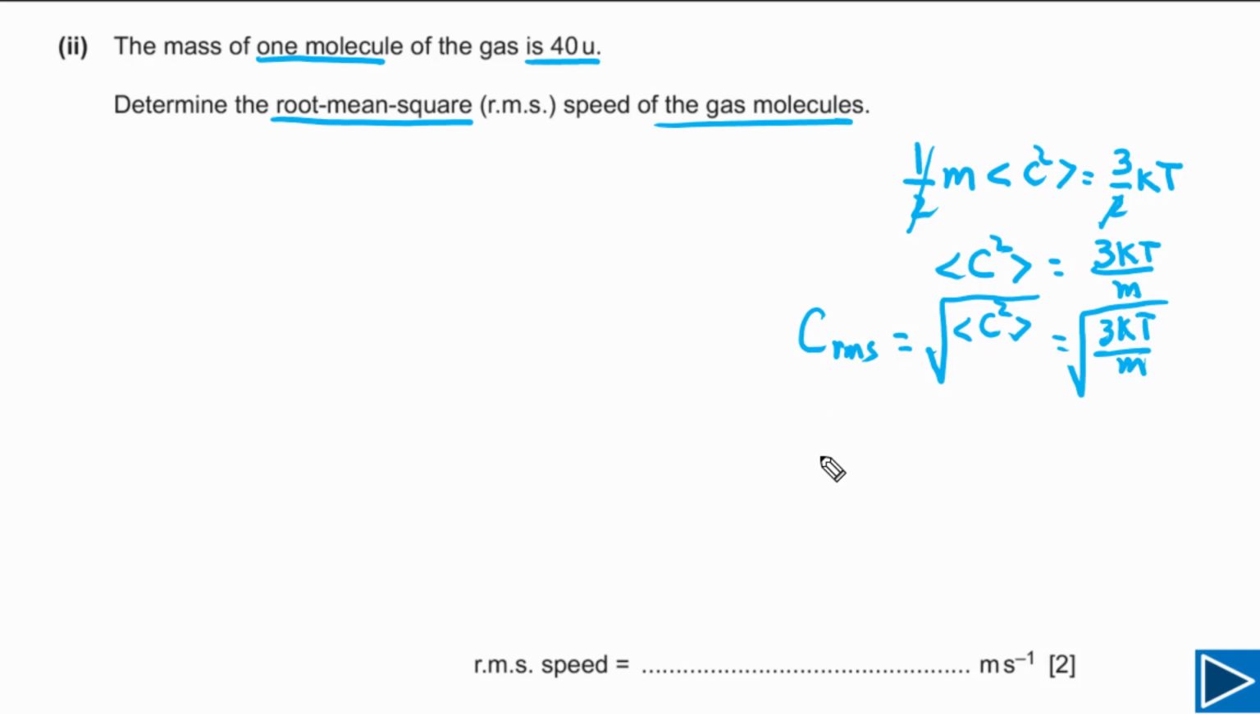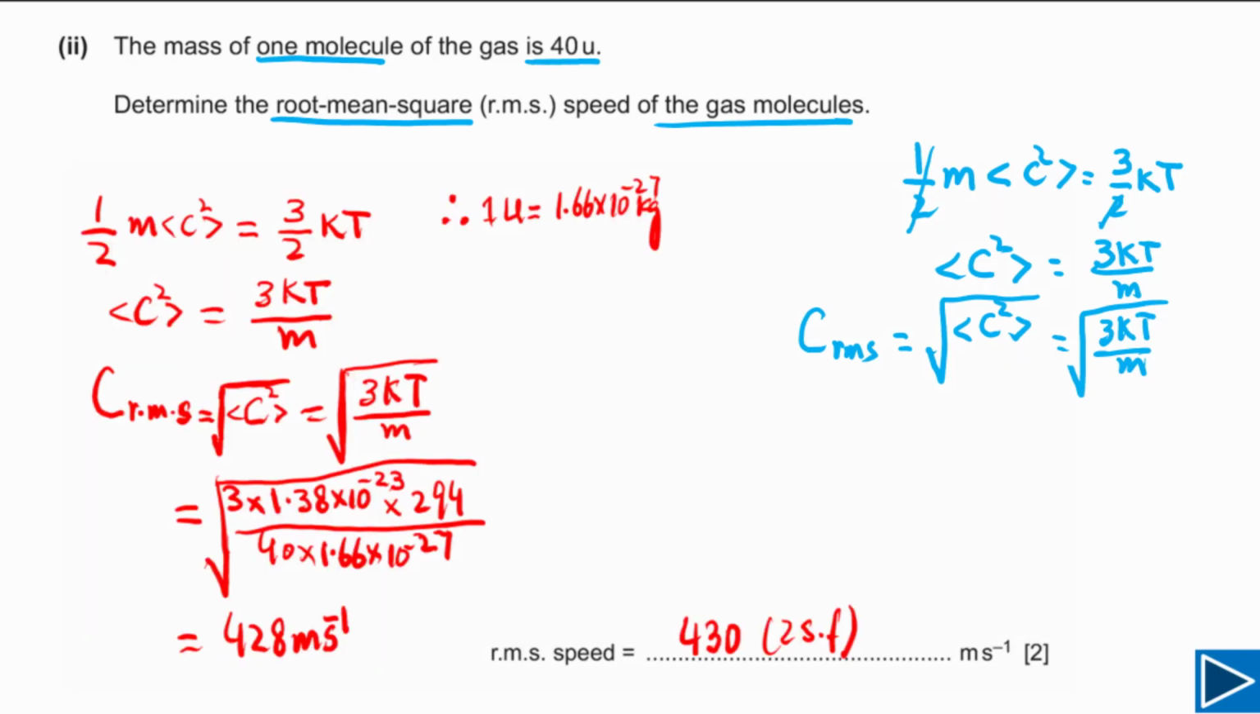Now simply we need to plug in values and we can calculate RMS speed. You can pause the video and do the calculations first by yourself, and then come back and compare your working with my working, and also compare your answer with my answer. So take some time and do calculations first by yourself. I hope you have done the calculations. Now look at my answer.